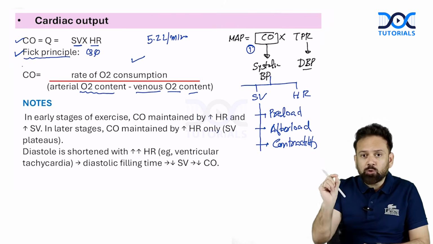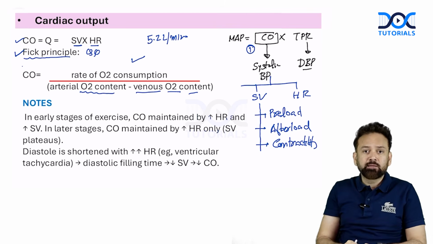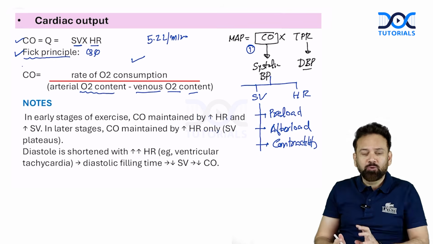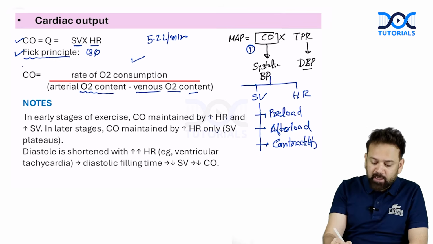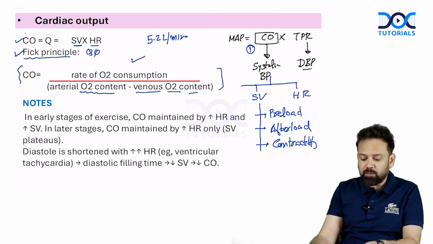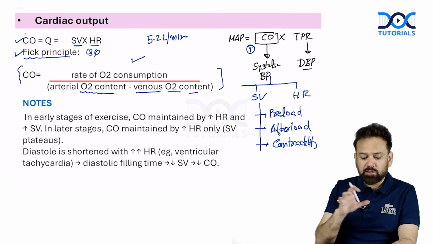So you have to put the values and solve, because nowadays they have a calculator in the exam. And even if they don't have a calculator, they will give you the values, and you can solve orally. Okay, only those values they will give. So cardiac output can be calculated by the Fick principle. Nowadays, it is the best principle. We can do Doppler and MRI also, but this is for physiology.